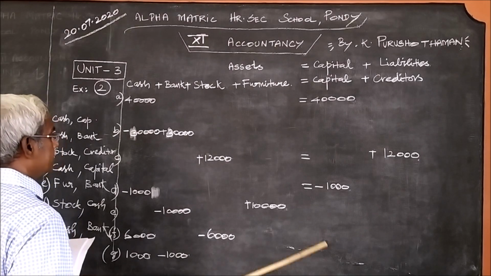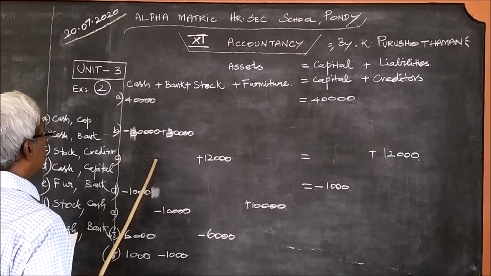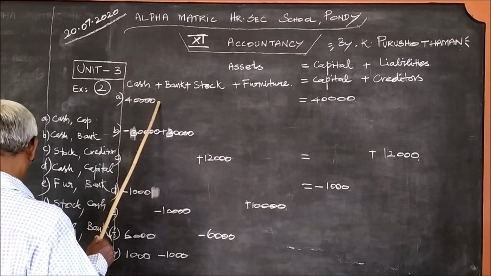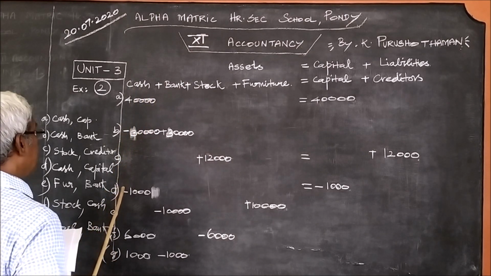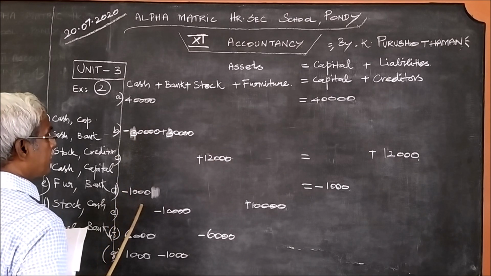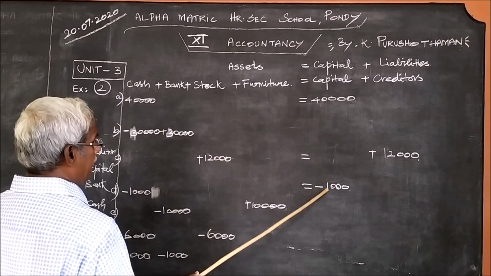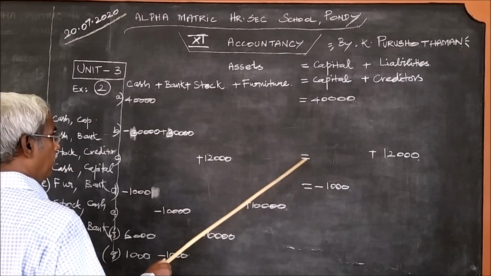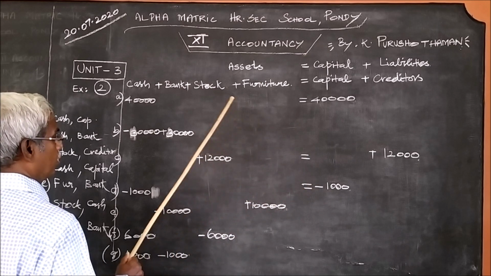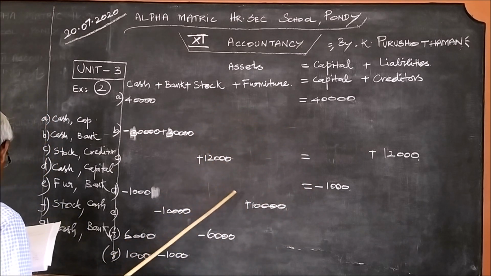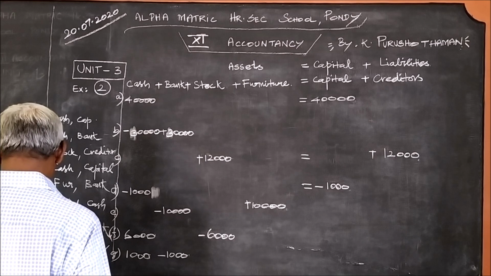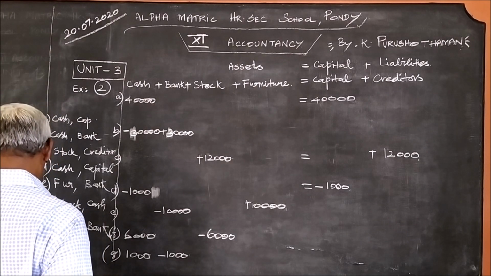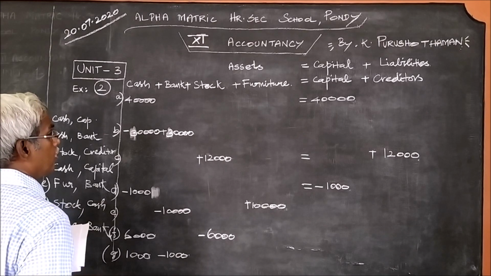Raj withdrew cash for personal use. Rupees 1,000. So, for personal use, the amount of cash will decrease and automatically the capital also will decrease, when he takes 1,000 rupees from the business. Then next one, bought furniture by using debit card, 10,000.